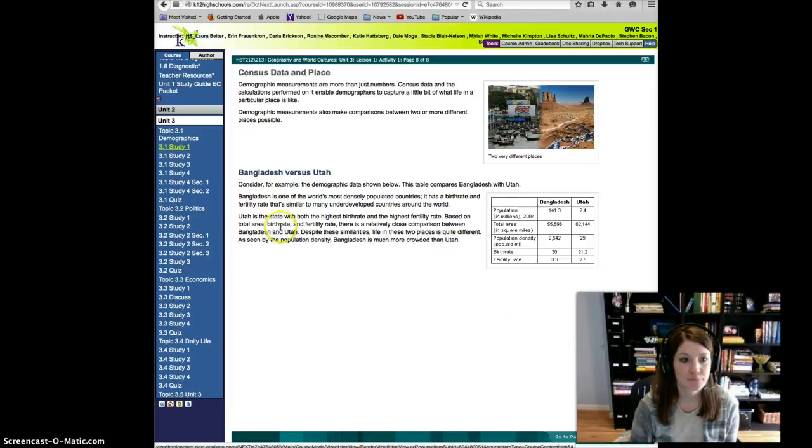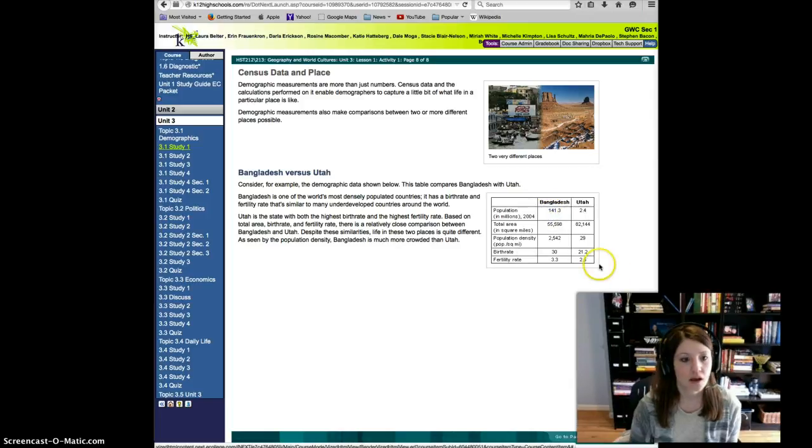Page 8. Census data and place. Demographic measurements are more than just numbers. Census data and the calculations performed on it enable demographers to capture a little bit of what life in a particular place is like. Demographic measurements also make comparisons between two or more different places possible. Bangladesh versus Utah. Consider, for example, the demographic data shown below. This table compares Bangladesh with Utah, right here.